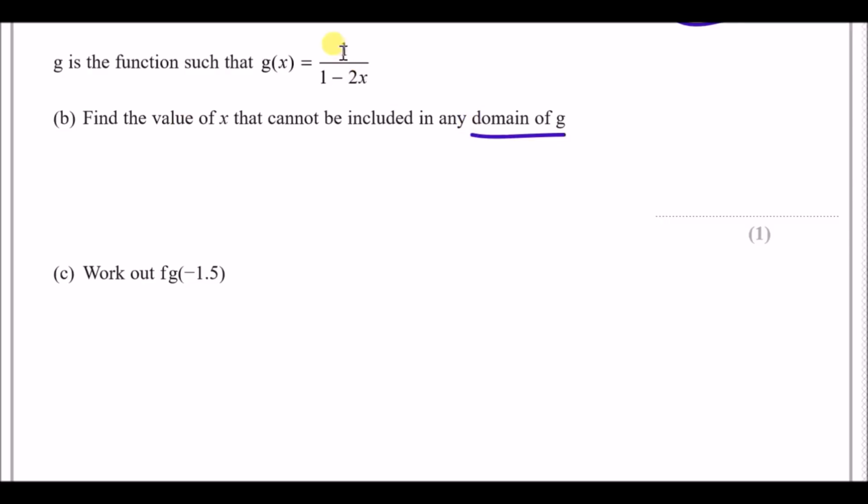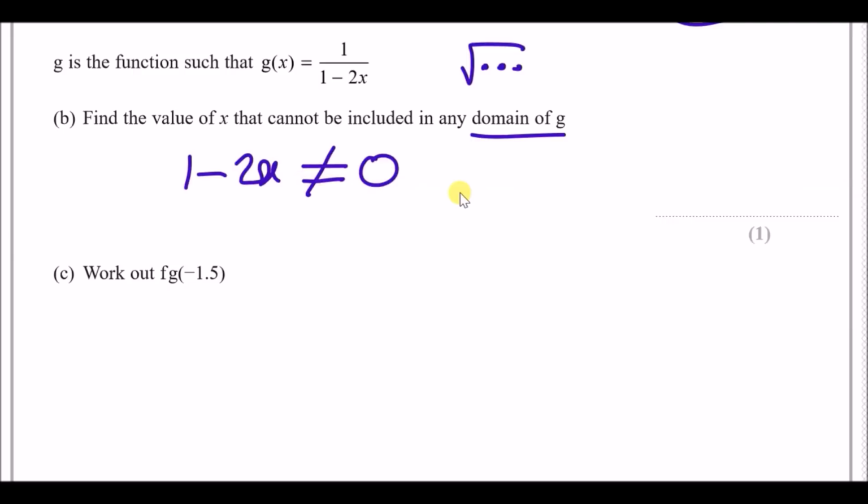Now, a common rule for these kind of questions is that they could either give you a fraction or a square root function. The rule is that if you're dealing with a fraction, the denominator cannot be 0, because you can't divide any number by 0. So we can say that 1 minus 2x cannot be equal to 0. So that's exactly what the question wants. It wants to find that particular value x that we're not allowed to do.